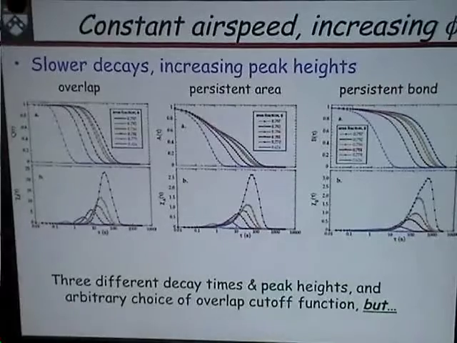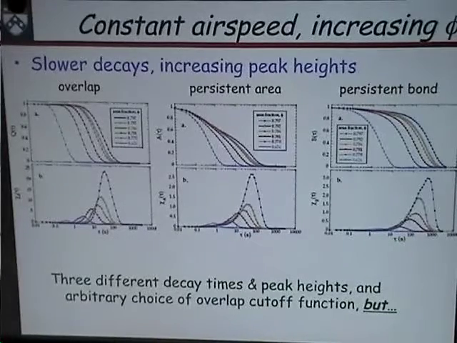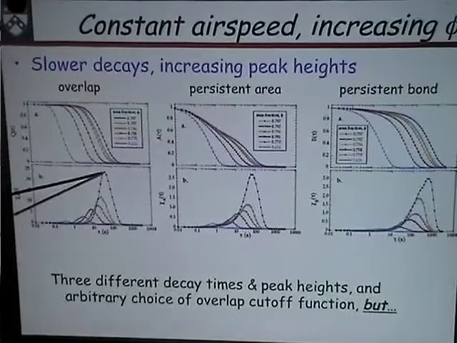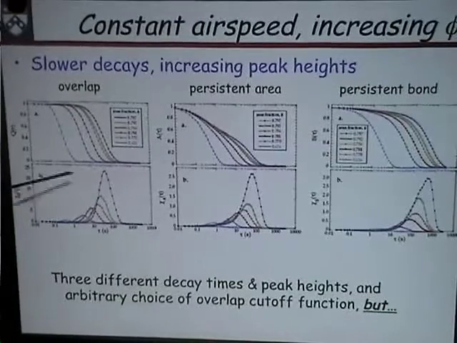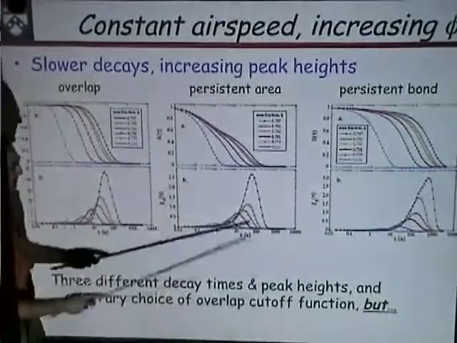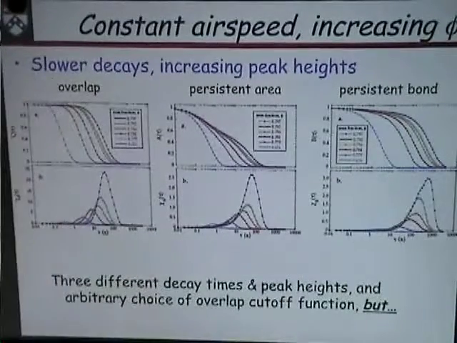So we've got 3 different order parameters, 3 different decay times, and 3 different sets of peak heights. The peak height of this one is like 25. The peak height of this one is 2.5. The peak height of this one is about 3. Different orders of magnitude for the decay scales.